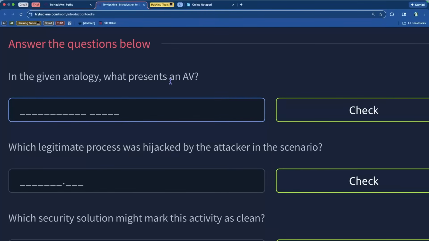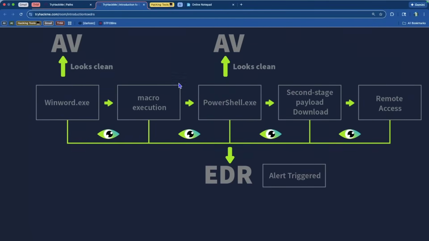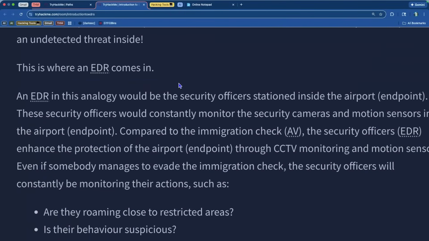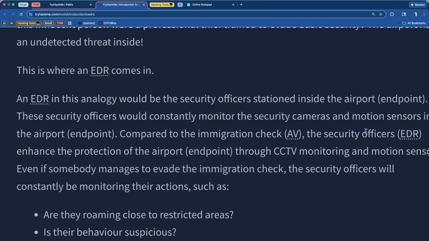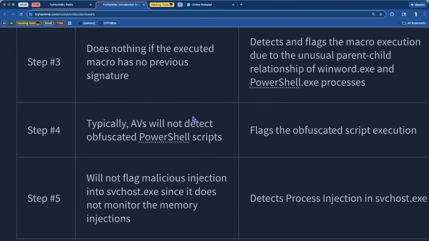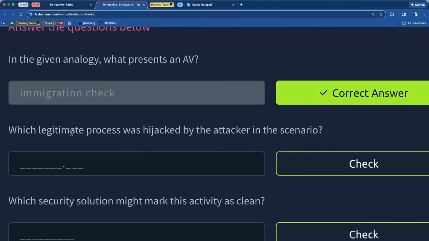So, in the given analogy, what presents an antivirus? I see. In the given analogy, what presents the antivirus? And it was the, what is it? The security? No. Immigration check. The immigration check presents the antivirus. That's such an interesting way to look at it. Okay, so immigration check is the antivirus in this case.